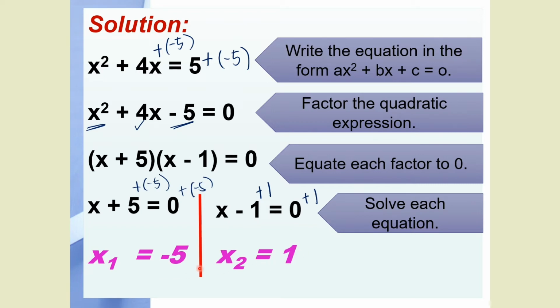So, these are the two answers. x sub 1 is equal to negative 5 and x sub 2 is equal to 1.